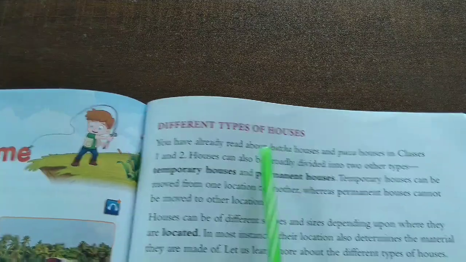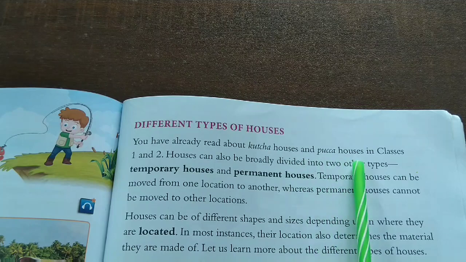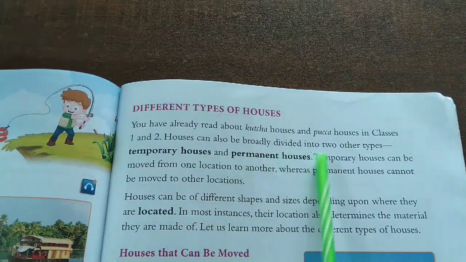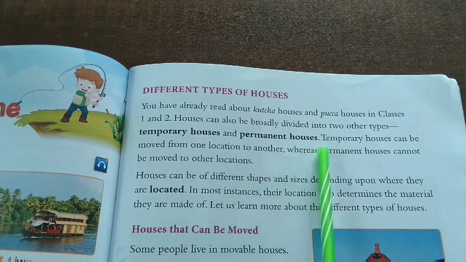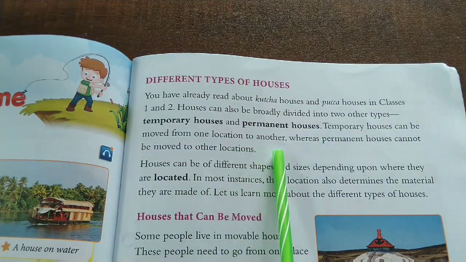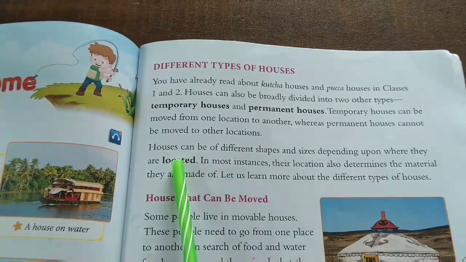Different types of houses. You have already read about Kacha houses and Pakka houses in class 1 and 2. Houses can also be broadly divided into two other types, temporary houses and permanent houses. Temporary houses can be moved from one location to another, whereas permanent houses cannot be moved to other locations.